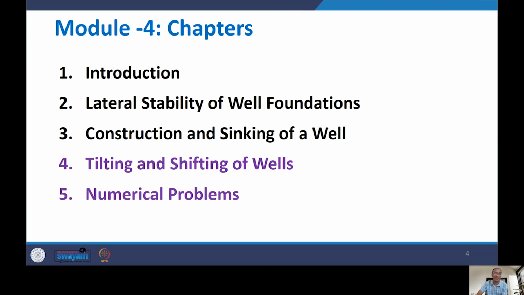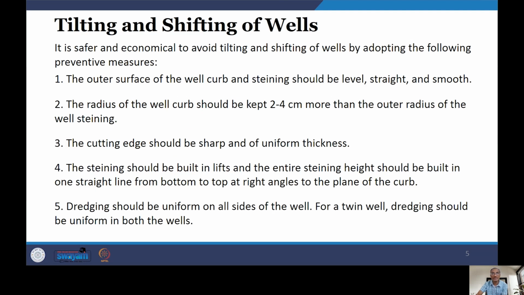It is very important that the well be straight, so it is safer and economical to avoid tilting and shifting of wells by adopting the following preventive measures. The first: the outer surface of the well curb and steining should be level, straight, and smooth. The radius of the well curb should be kept 2 to 4 centimeters more than the outer radius of the well steining. So you have two components, the well curb and the steining, that we have also discussed earlier.